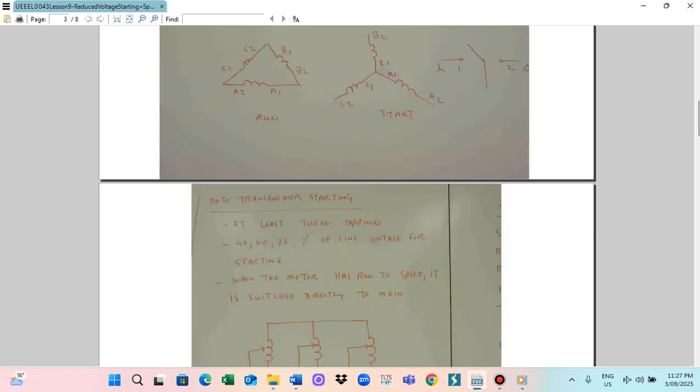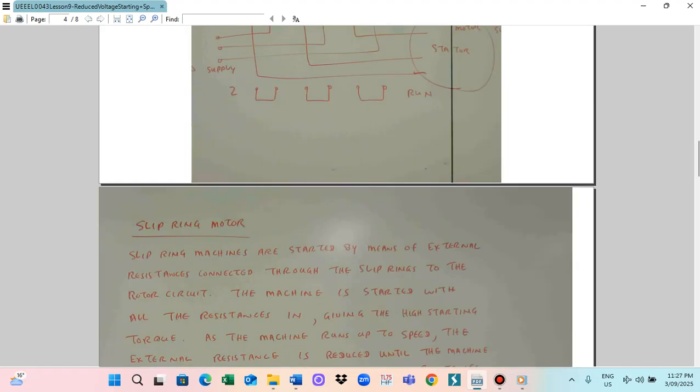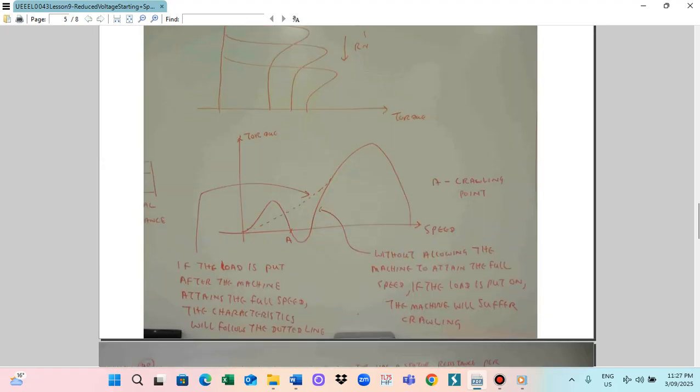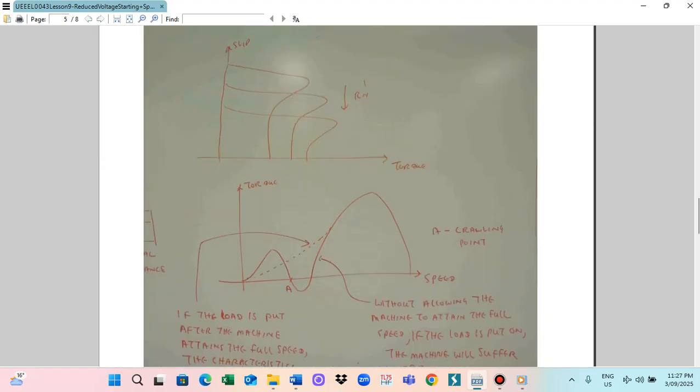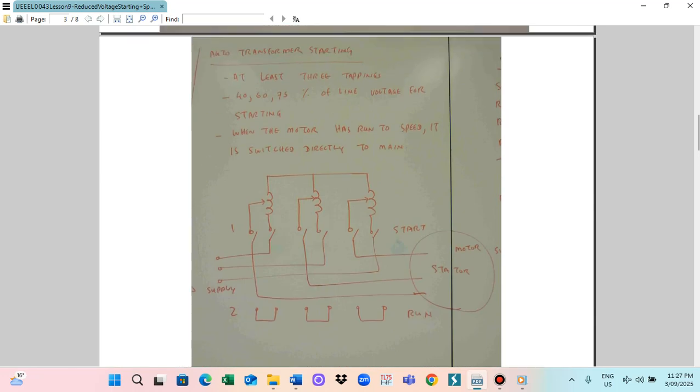Another one is the auto transformer starter. Auto transformer starter means that we can reduce the voltage. At the starting time we provide the reduced voltage to the motor, and when the motor speeds up, we change to the full voltage. This is the auto transformer starting method. There are 3 steps, so that 40, 60 or 75% of the line voltage is applied for the starting, and then the motor runs up to speed. Then we switch directly to the mains. This is for the auto transformer starting.